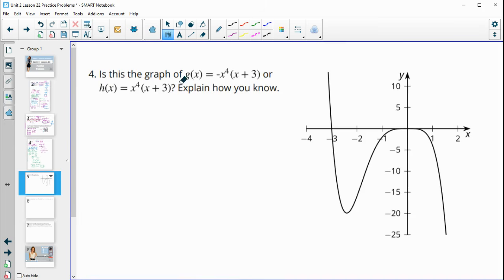Number 4, is this the graph of g of x or f of x? So when we look here, we have a lead term of negative x to the 5th. And here we have a lead term of positive x to the 5th. So it's going to depend on which way the branches go when your leading term is negative. So remember, when your leading term is negative, it starts high and goes low. So this one starts high and goes low. So this is going to be the graph of g of x.